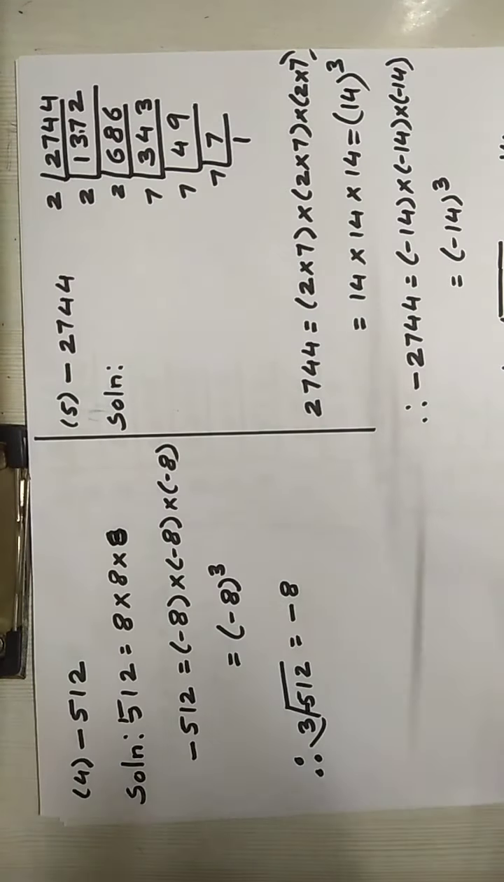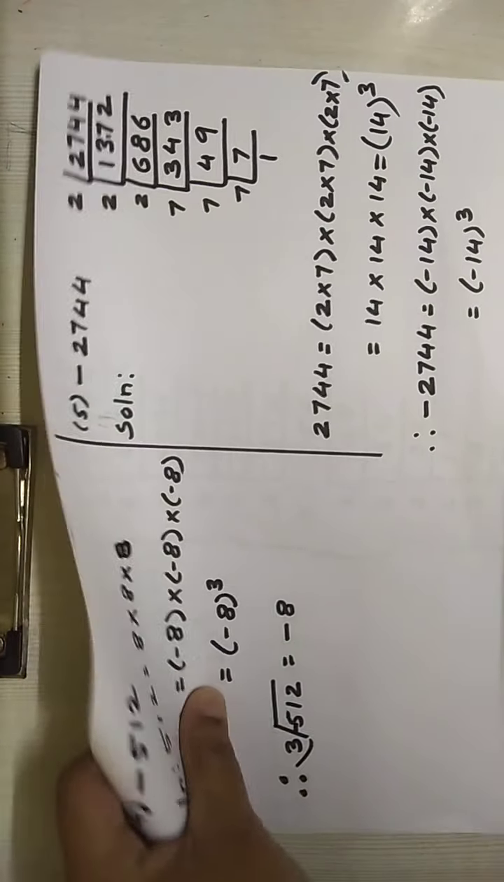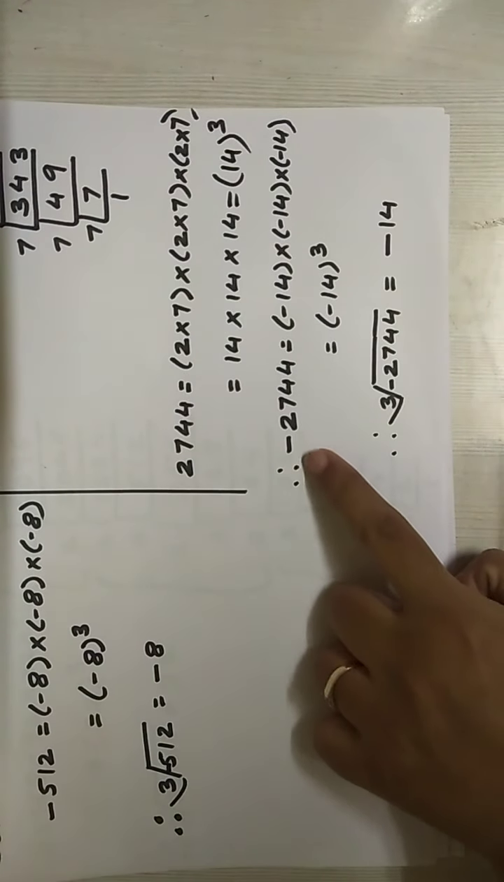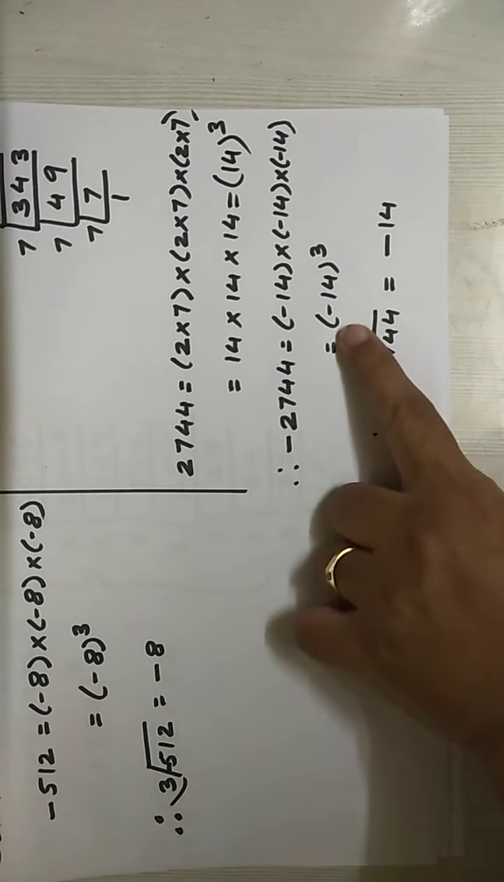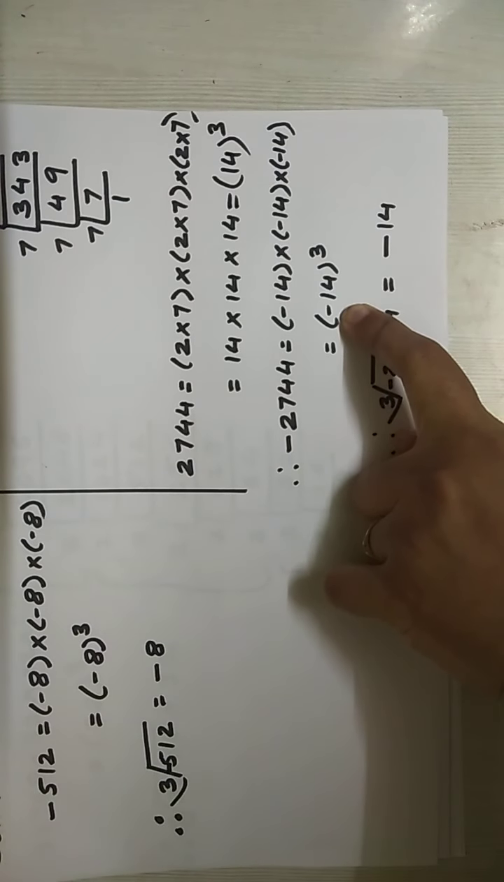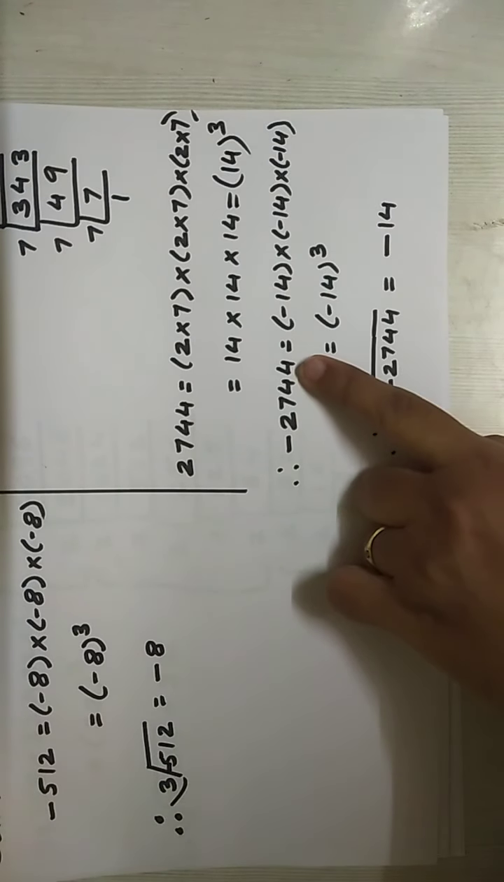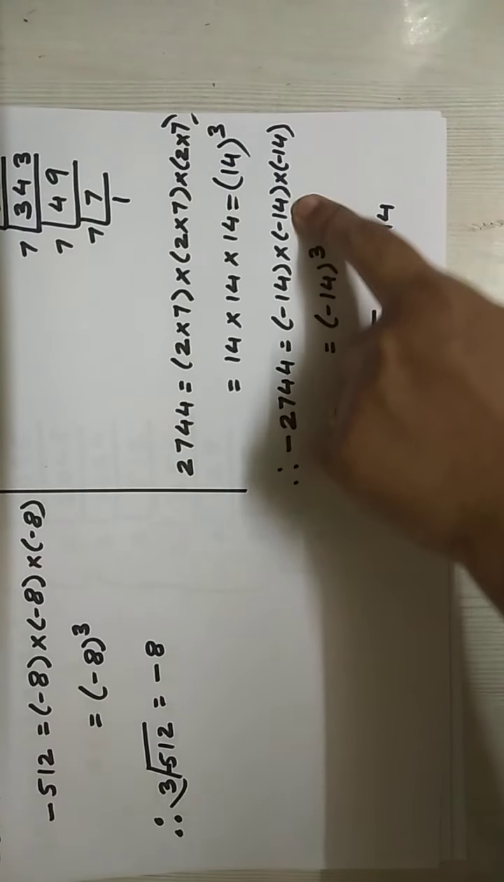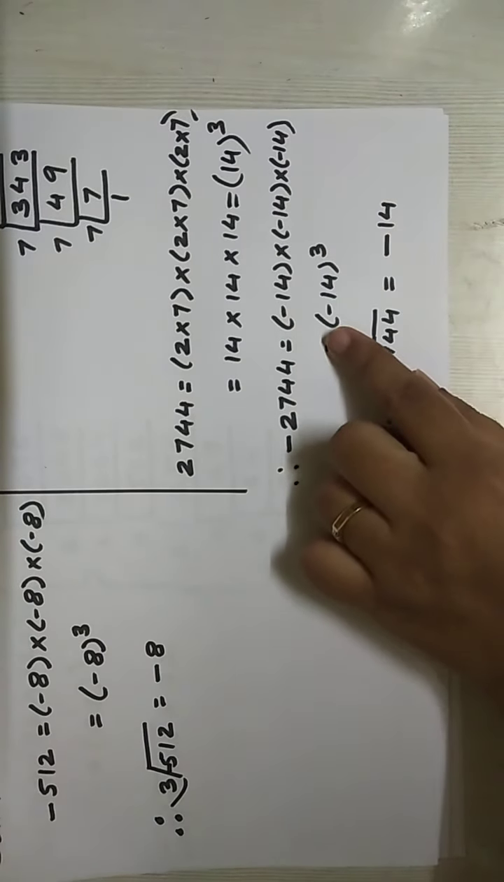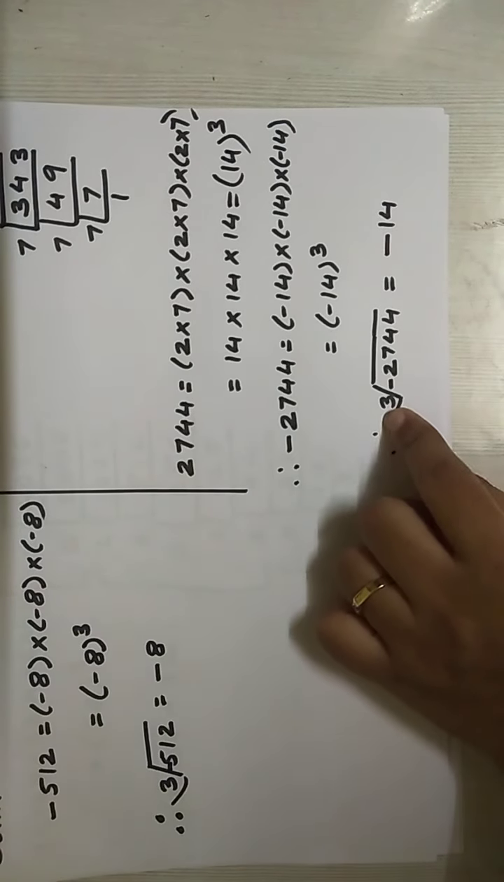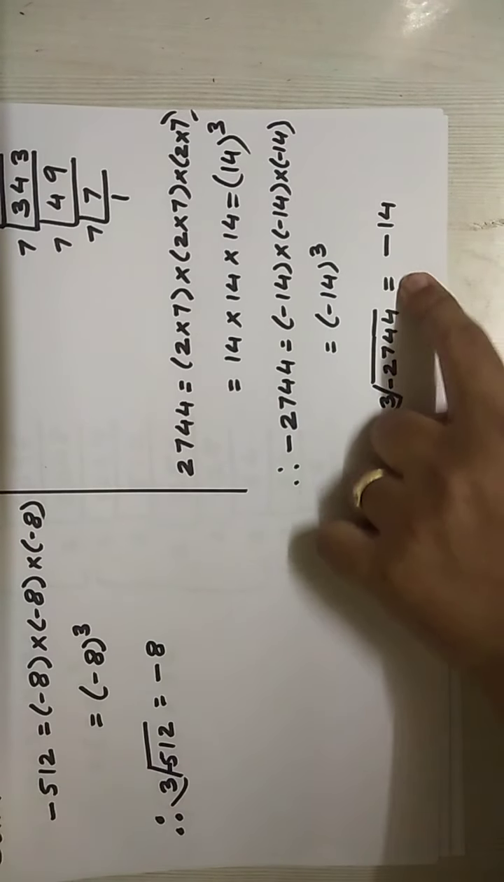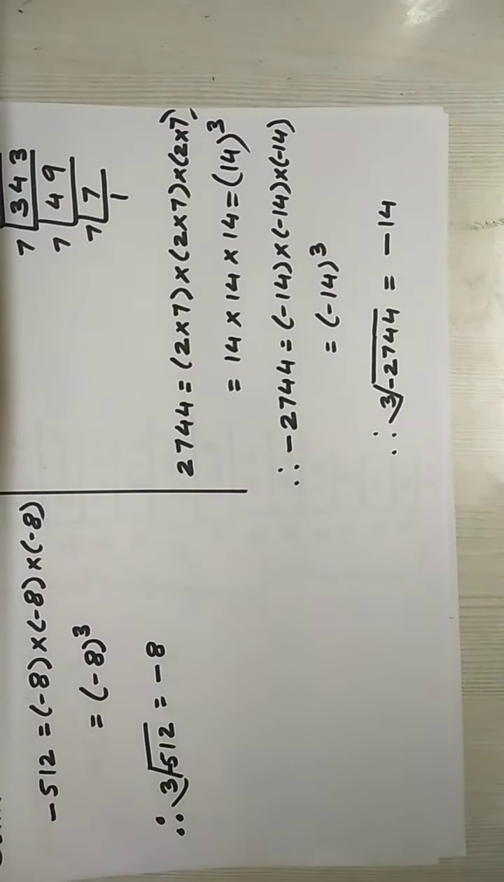2744. Okay, if 2744 is 14 cube, that means minus 2744 will be the cube of what? Minus 14. Minus 2744 will be minus 14 into minus 14 into minus 14, that is minus 14 cube. So the cube root of minus 2744 will be minus 14.